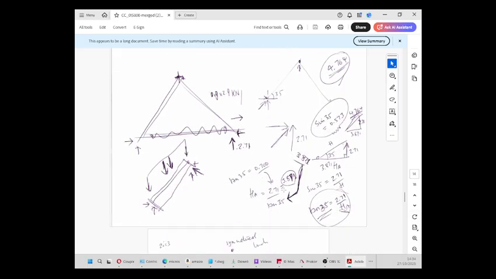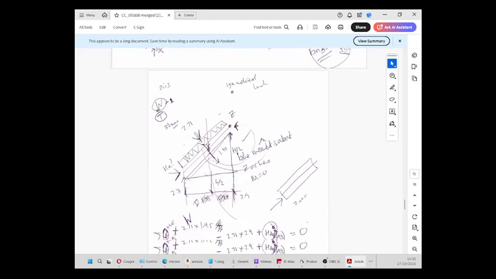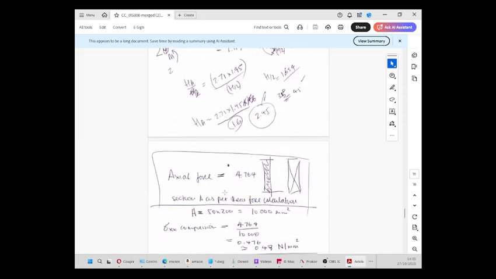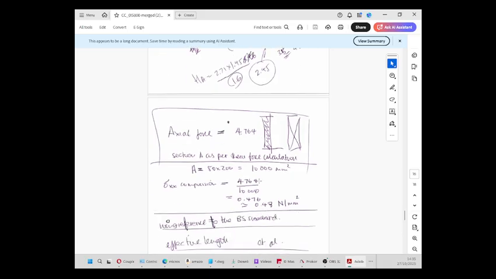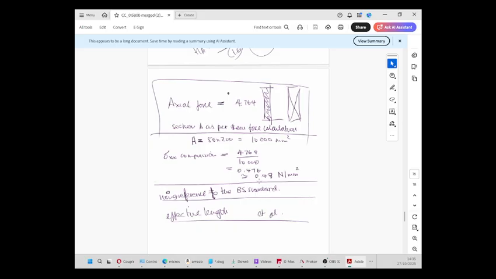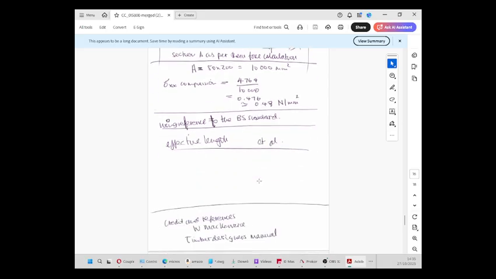I won't go through this because I need to check it, but I have tried to work out the reactions so that I could get the actual forces. Anyway, the actual force is 4.764. Section A is the shear force calculation. The sigma XX compression is 4.764 divided by 10,000, which is 0.476, using reference to the BS standard effective length.